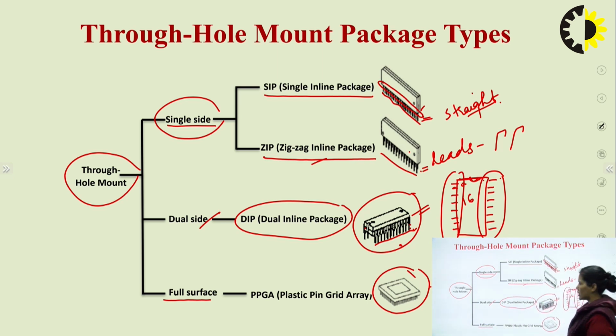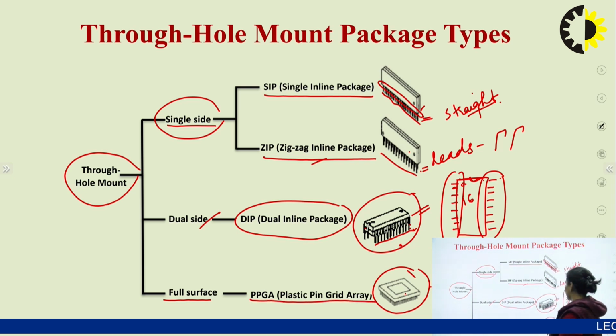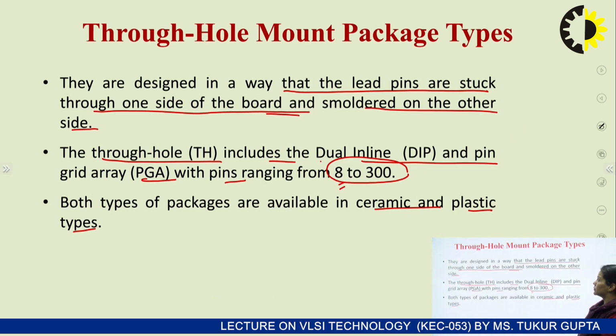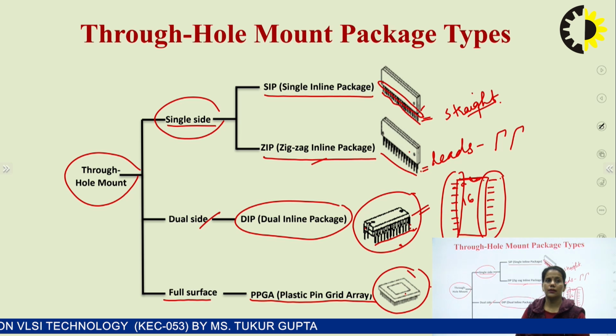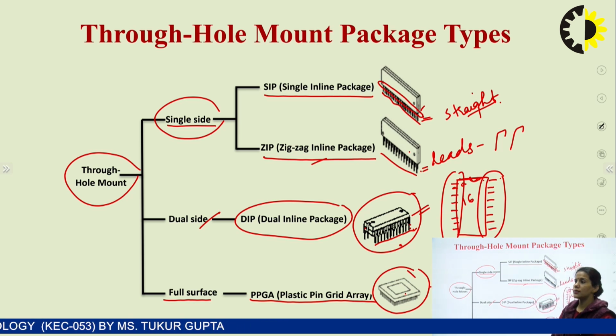In the full surface type through-hole mount packaging, pins can be found on the whole surface. These are spread out on the whole surface of the IC. This is known as the plastic pin grid array. And these are the most common packaging types found in advanced microprocessors and microcontrollers. So this was all about through-hole mount packaging. The name suggests that there is soldering on one side, and there is the provision of inserting the pins on the other.